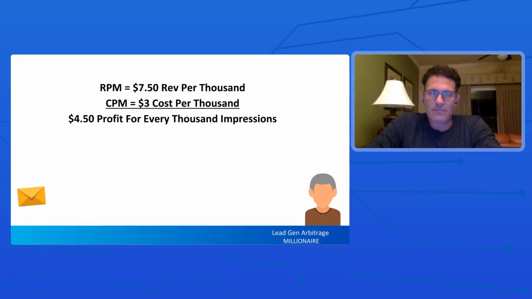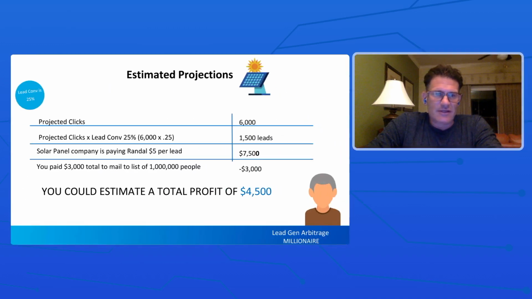What are we going to be charged? $3 CPM. So if we're making $7.50 revenue per thousand and the CPM is $3 cost per thousand, that means we're making $4.50 for every 1,000 impressions that we get. So it looks like it could work, right? That's exciting.